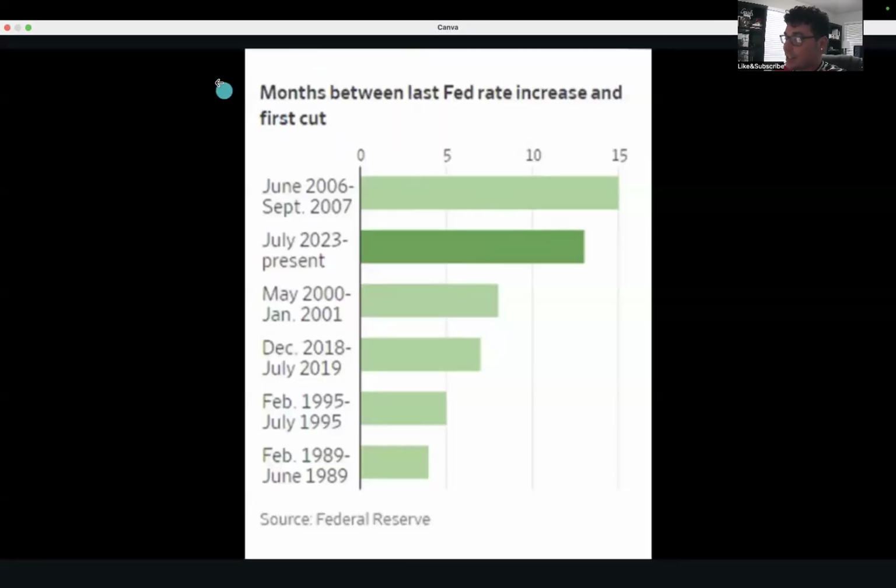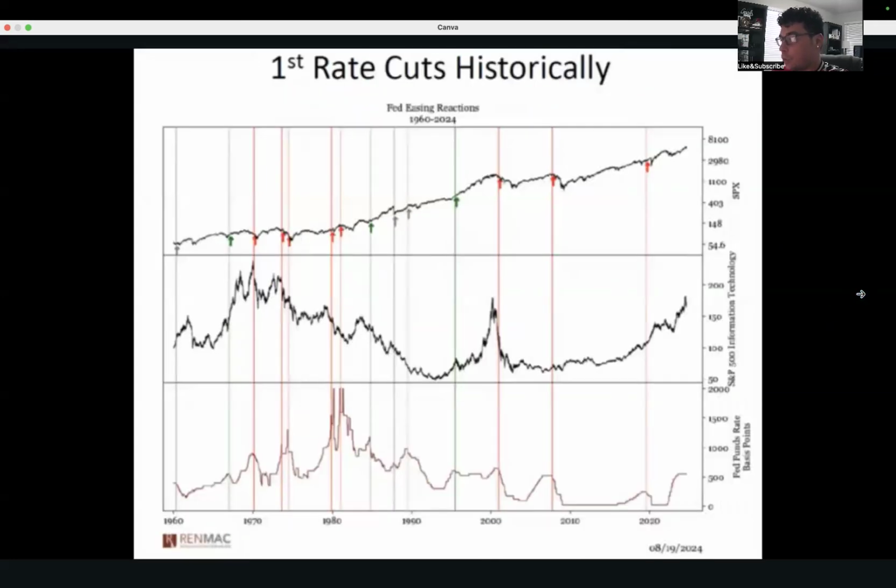What's really interesting to me is that when you look at the months between the last Fed rate increase and the first cut, this is the second longest period that we've ever been in right here. And that's got a lot of people worried about what's going to happen when we get this first Fed rate cut. So on top, we've got the S&P 500. The red and green lines symbolize what happened to the stock market essentially after the Fed rate hike cycle. And you can see 3 of the last first rate cuts ended up leading to lower markets.